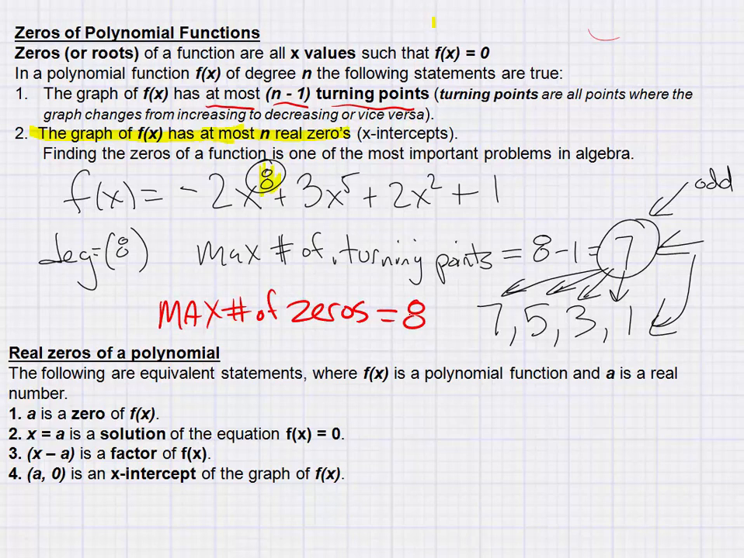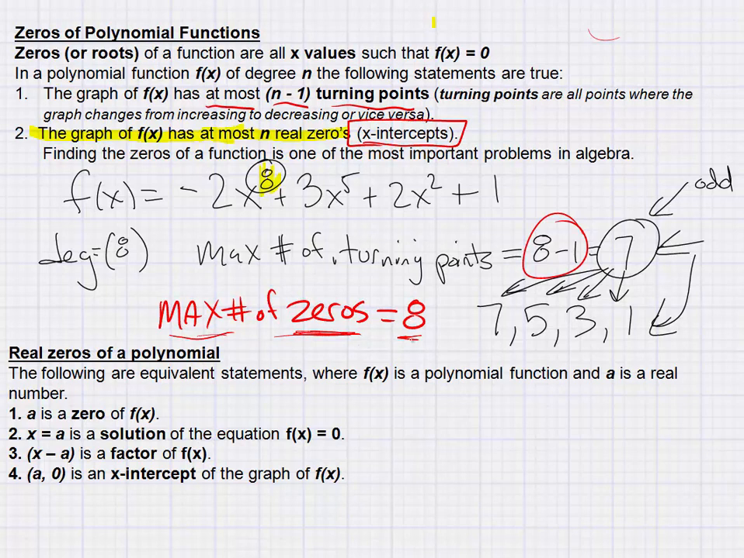The degree is the maximum number of zeros, and 1 less than the degree is the maximum number of turning points. Zeros have a lot to do with x-intercepts. If something is a 0, it's an x-intercept for the function. So not only is this the maximum number of zeros you can get, but this is also the maximum number of x-intercepts that you're going to get.